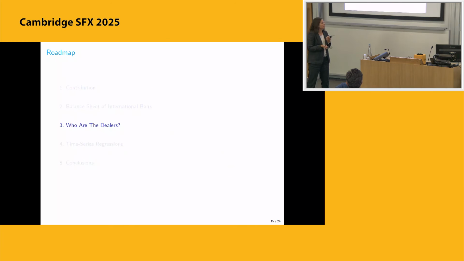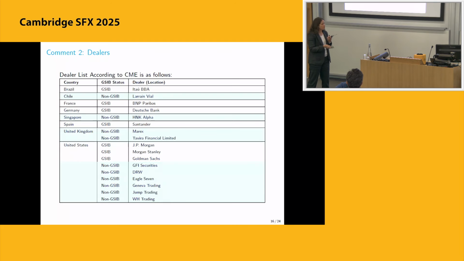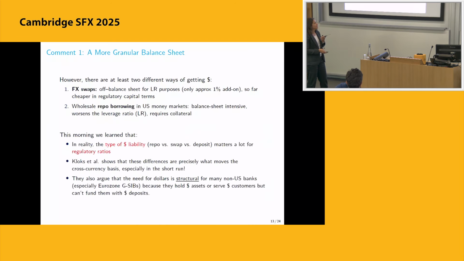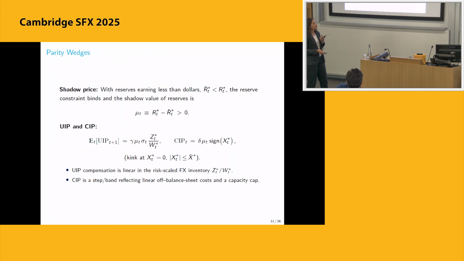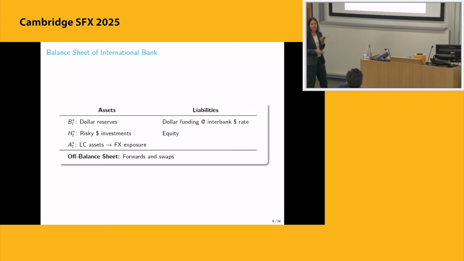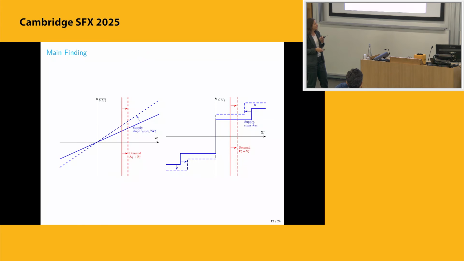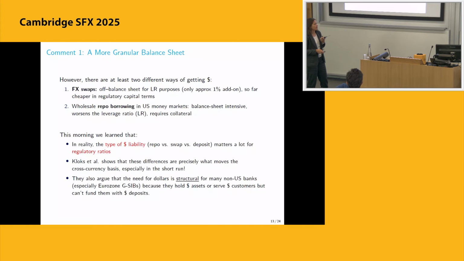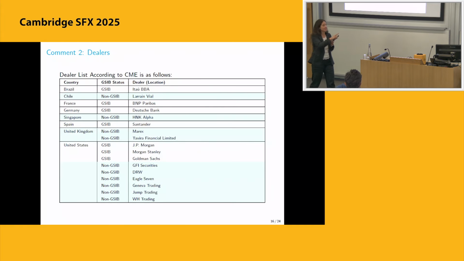Okay, so my next question is, who are these dealers? If we go back to the balance sheet, is this really the balance sheet that we have in mind when we look at these dealers in this market? Mai didn't explain this in her presentation, I think, but what they do is they take futures data from the CME, and you can go on the webpage of the CME and click who these dealers actually are. So here's just the list of dealers. There's the country, and I also added whether these are GSIPs.